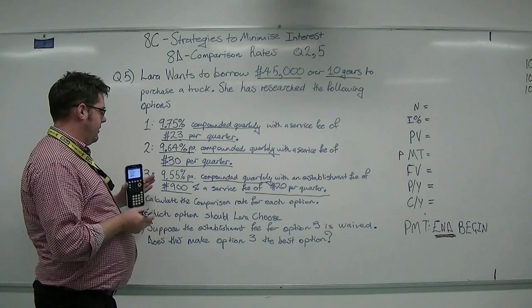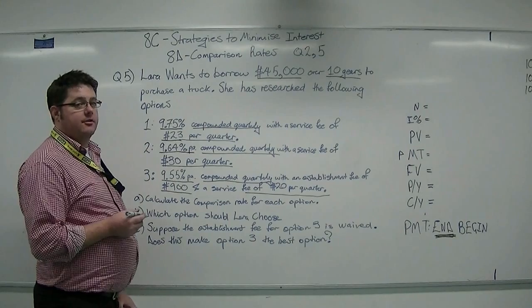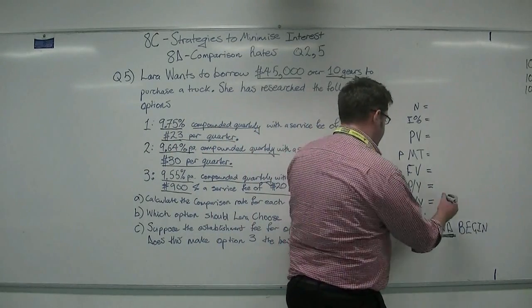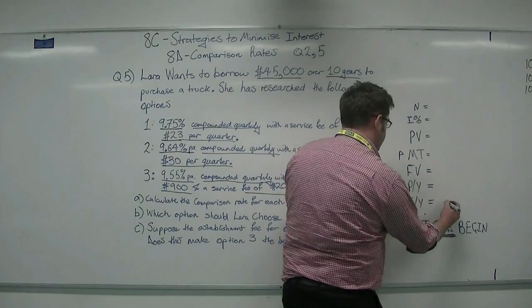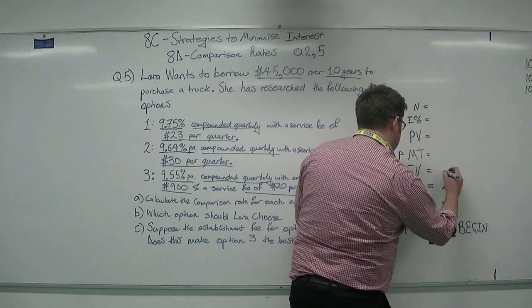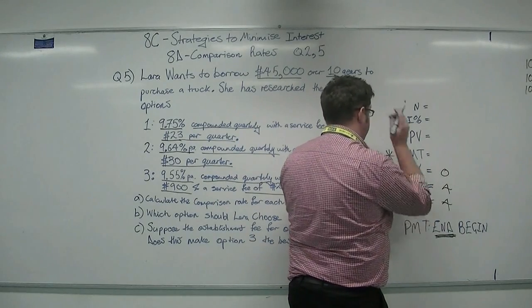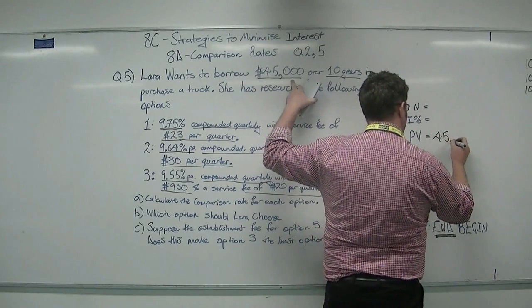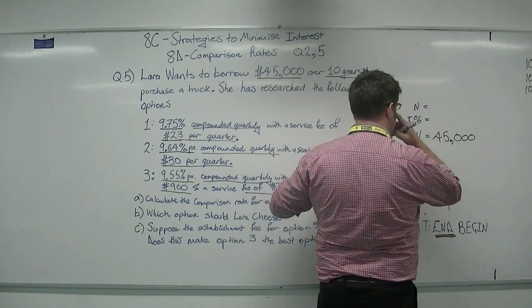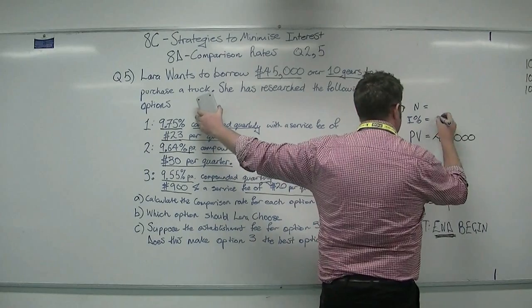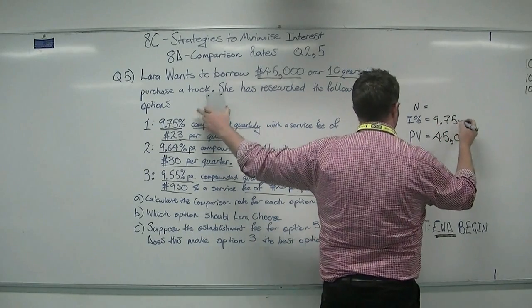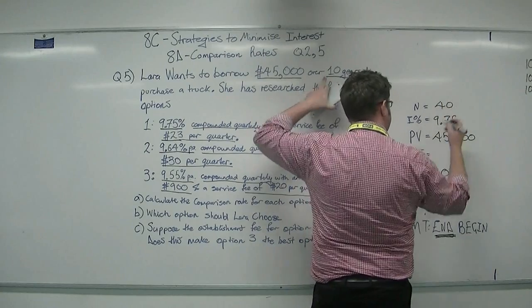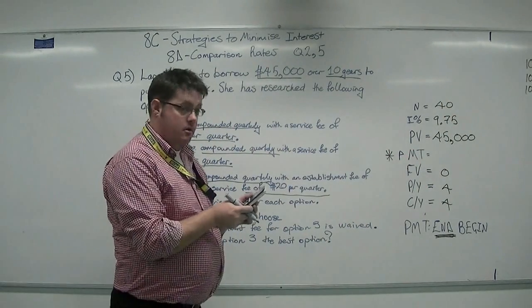Okay, so now that we've got our information highlighted, let's start plugging our information into the TVM calculator. Compounding periods per year and payments per year will both be 4. Final value will be 0. The payment is what we'll initially try to resolve. The present value of the loan, what it starts off at, is $45,000. The interest rate for this first instance is 9.75%. And the number of terms we're told is 10 years at 4, so that should be 40. Alright, so plug and chug.